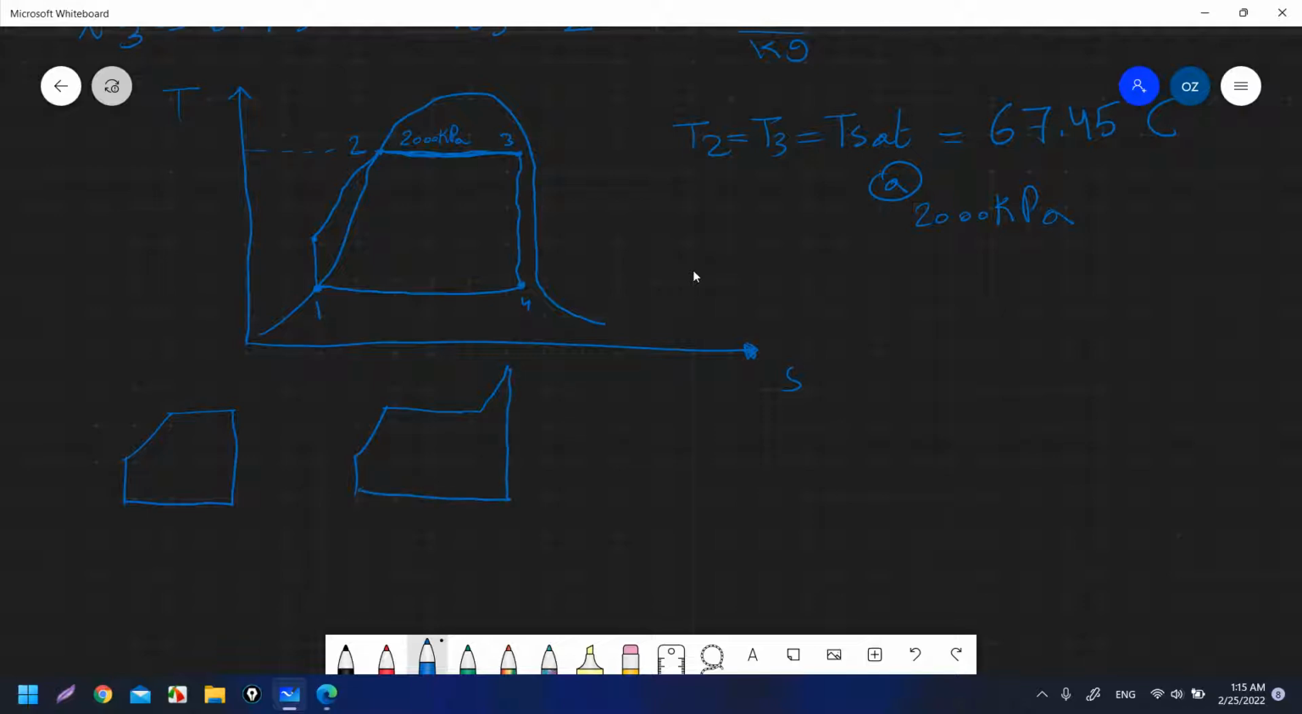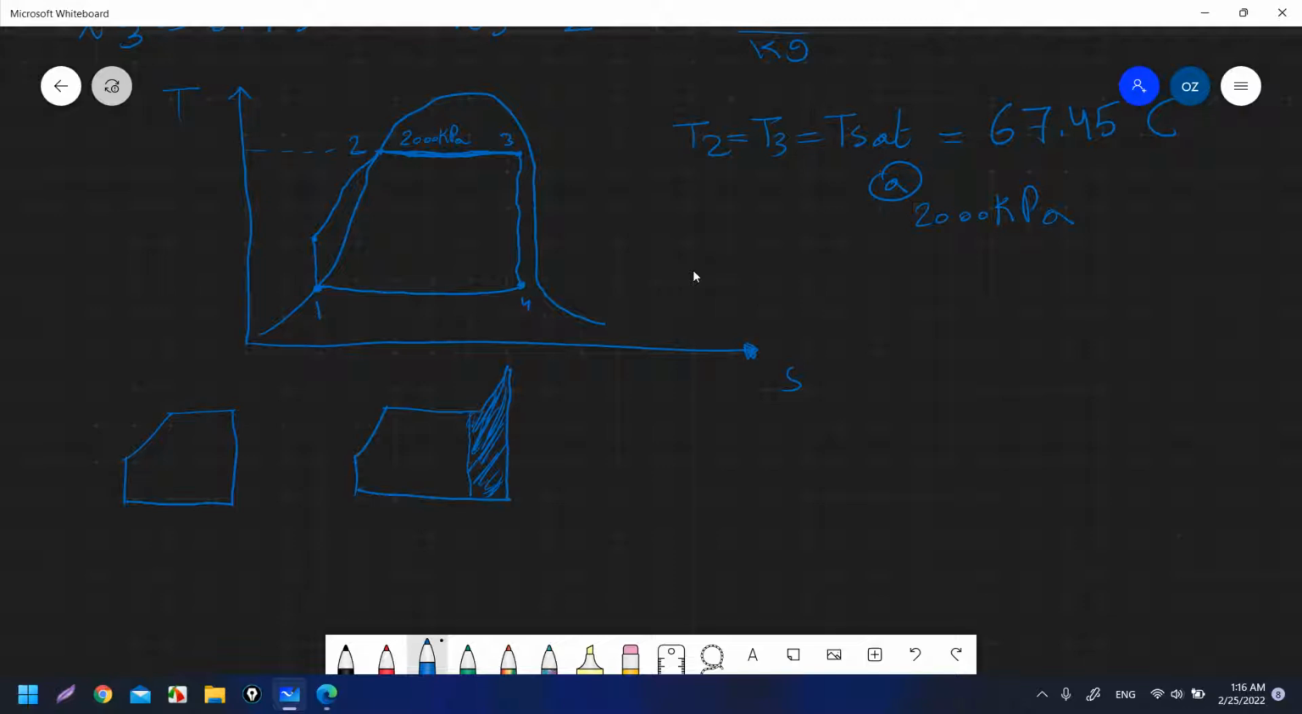Okay, and as you can see, this area, or maybe a little bit, we take a region from here. Okay, this area is higher or bigger than this area. Okay, the total area for this one is higher than this one, and this means that we lost some work because we didn't do superheating.